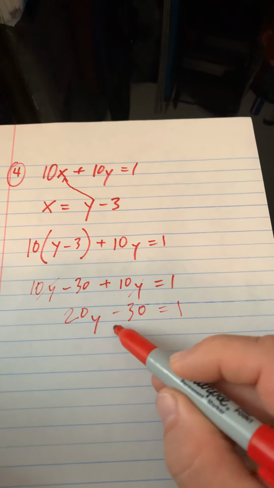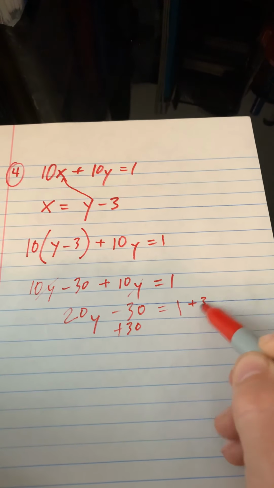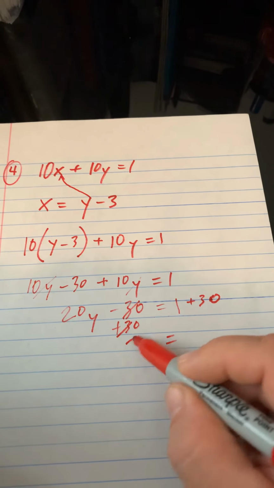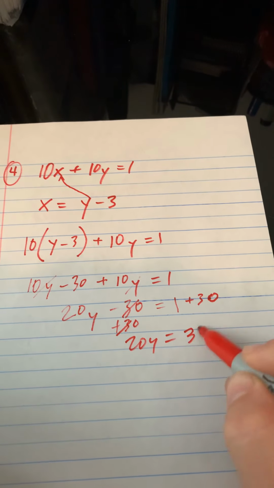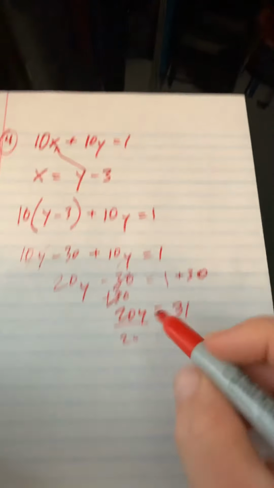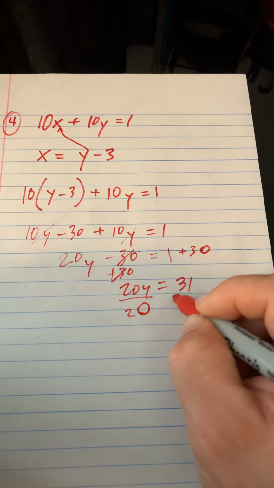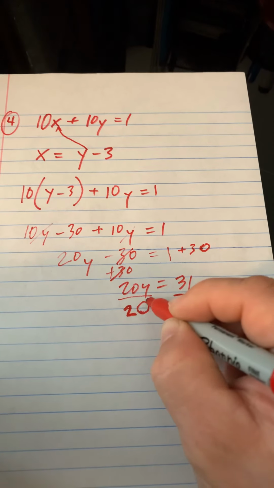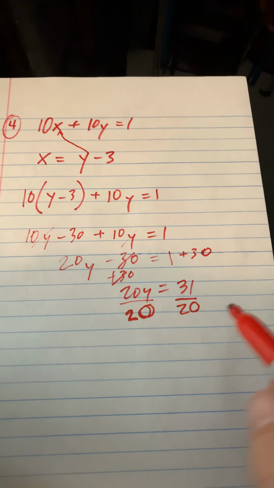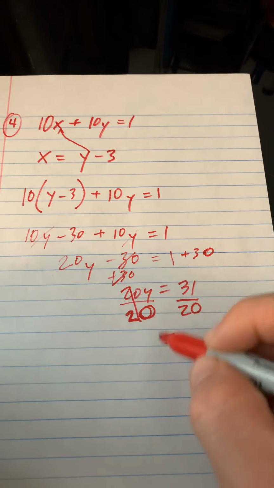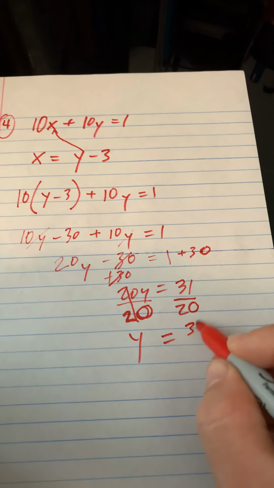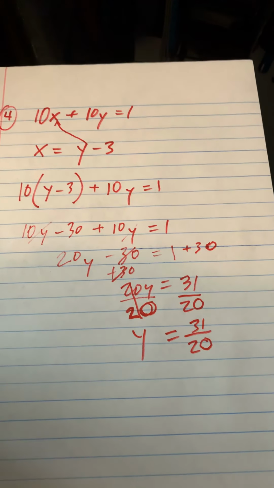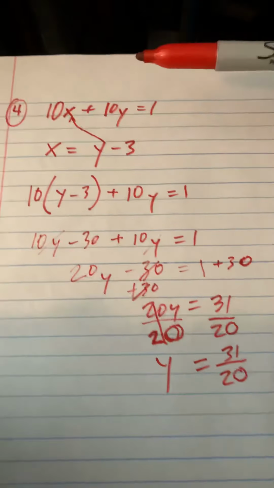Okay, now we're going to add 30 to both sides, and we get 20y equals 31. Divide both sides by 20, and we get y equals 31 over 20. They're not always going to be nice, pretty numbers all the time. So let's go back and check our work here, make sure we did it right.